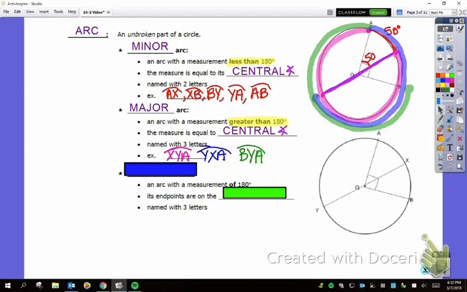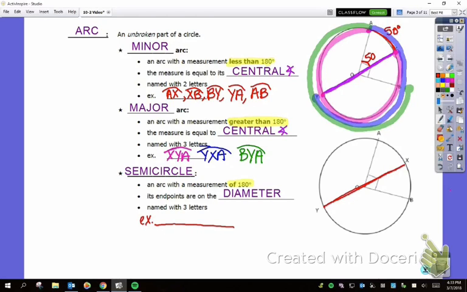Okay, the next one and the last type of arc that we have is a semicircle. Most of you are pretty familiar with this. Your semicircle has a measurement equal to 180, and its endpoints are on the diameter, which is kind of what I was just talking about. Our diameter is X to Y, and we don't have any other diameter on this picture. That's the only one. So let's write some examples here.